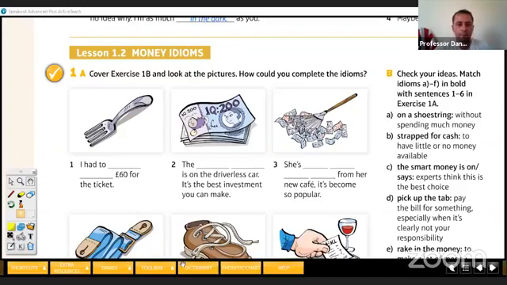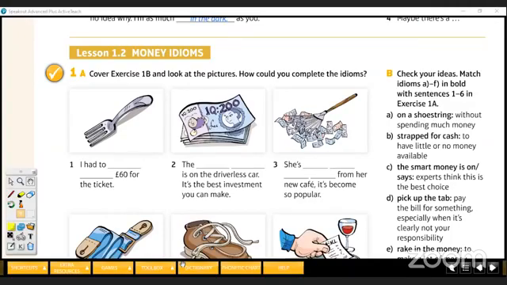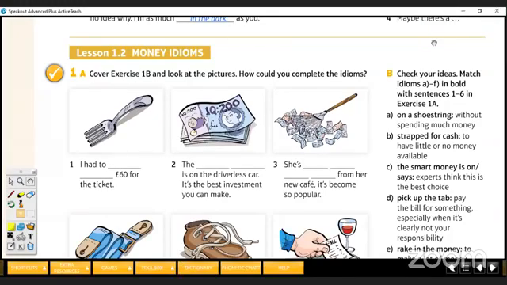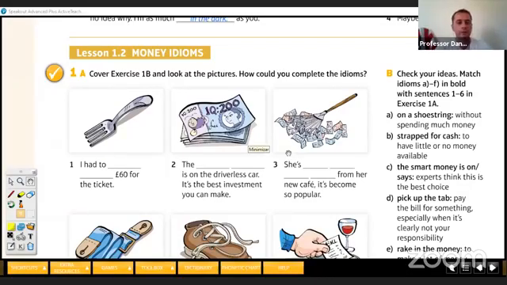Come on, you can do it. It starts with the letter F. Similar to the picture you've seen. Fork. Fork what? Fork. F-O-R-K.